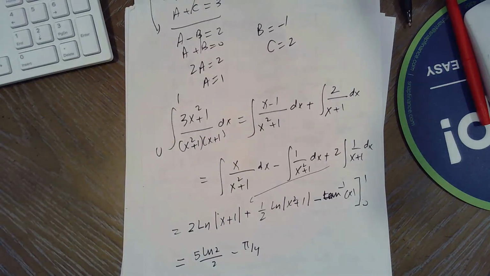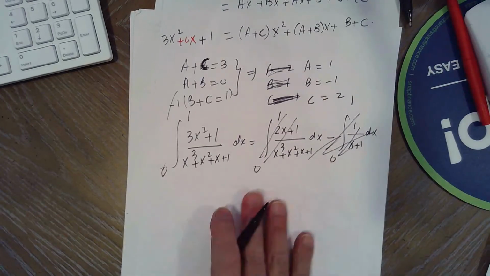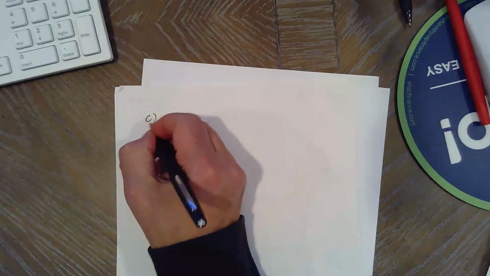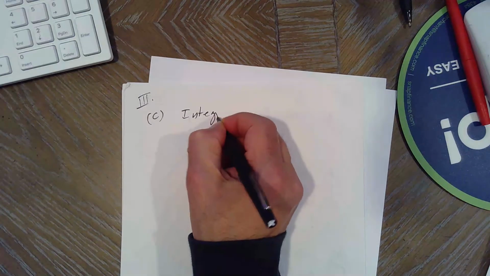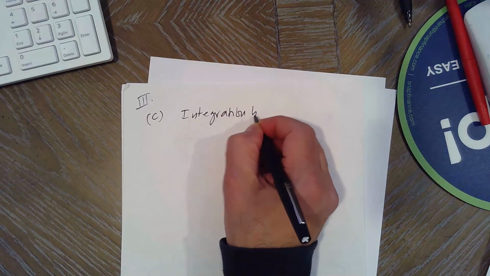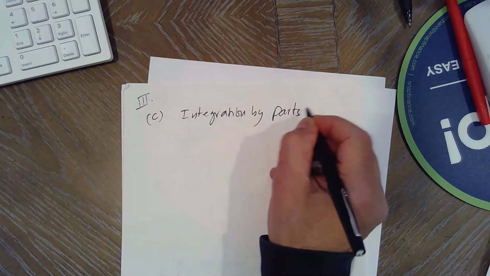So then we review part C. If none of these work, then we look for integration by parts. So this is 3C, integration by parts, and we try integration by parts.